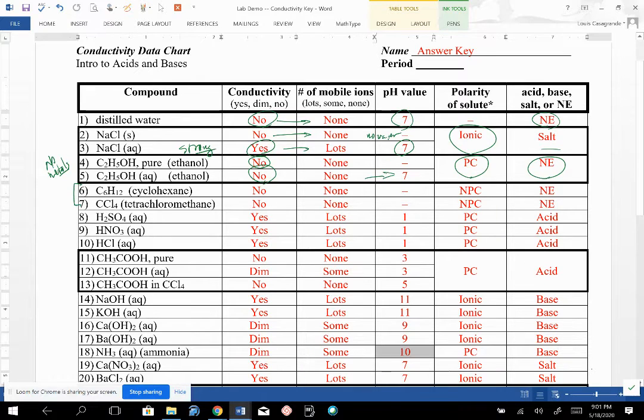6 and 7 are both non-polar covalent molecules. They don't dissolve in water, and they don't conduct electricity, and so those are non-electrolytes as well.